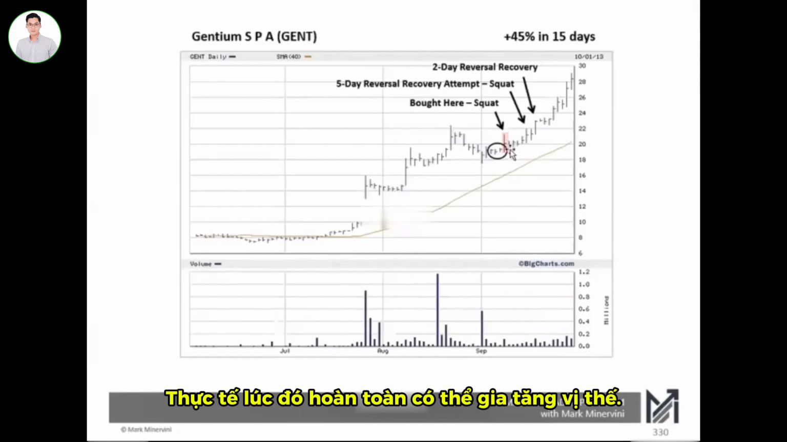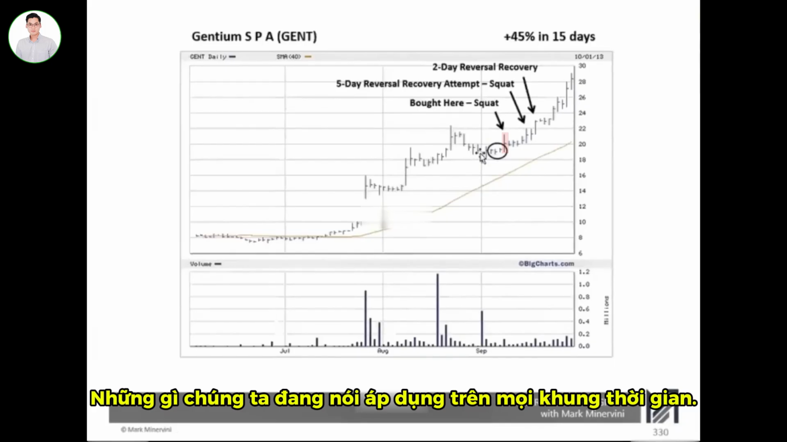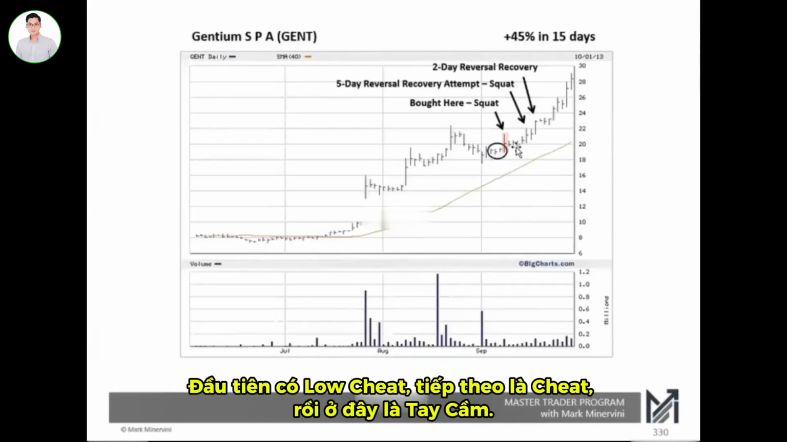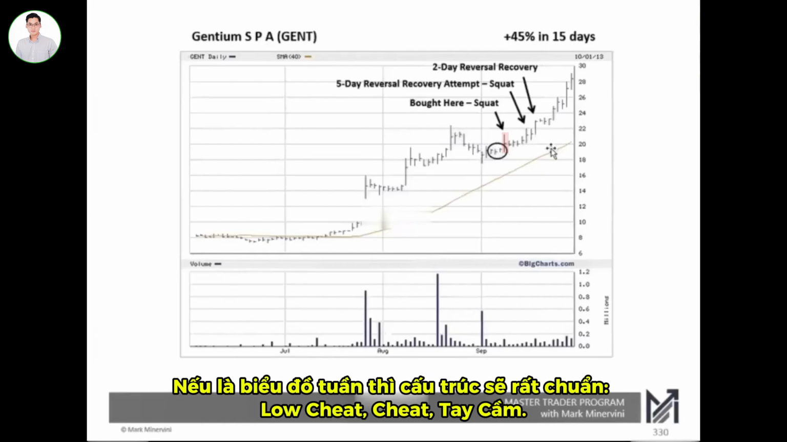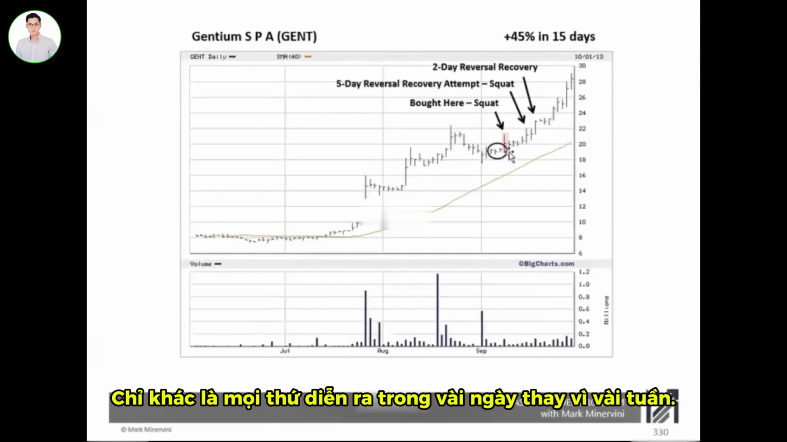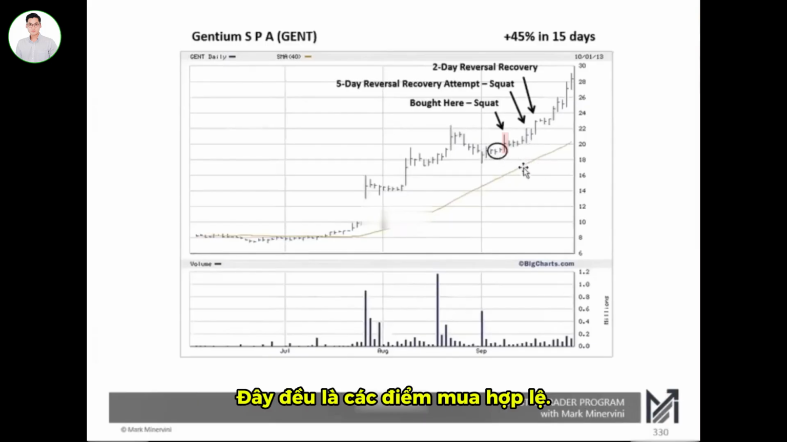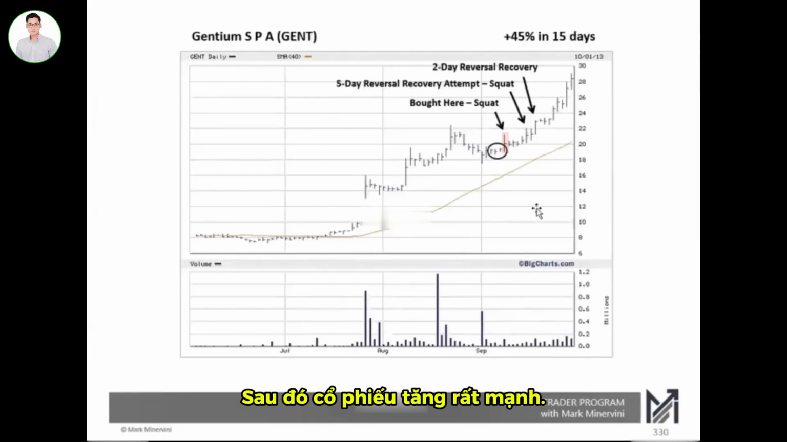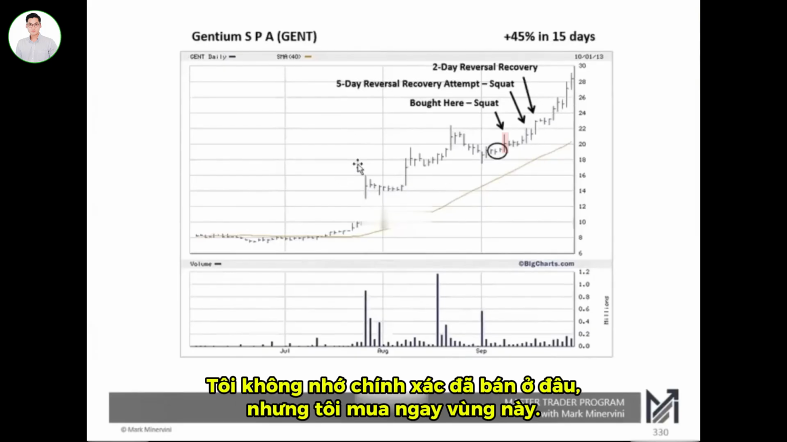That you could have definitely added to this, because this actually, you see, again, everything we're showing you works on all time frames. We've just compressed this down. We got a low cheat, right? Now we've got a cheat, and you could even call this a handle. Let's just say these were weekly bars. This would be perfect for having your low cheat, your cheat, and your handle. You have the same thing, just over a short number of days. So these are all buy points. You can be buying a little bit here, and then add to it here, and then add to it, finally coming into new high ground. And now the stock takes off, and this goes up a nice little move in 15 days. I can't remember exactly where I sold this one, but I did buy it right here.